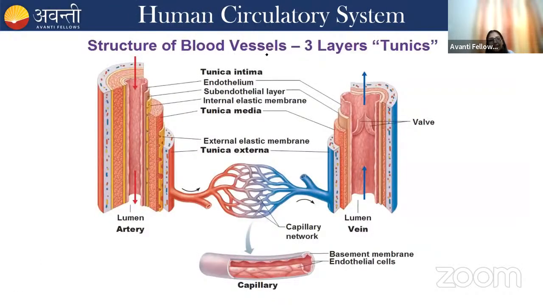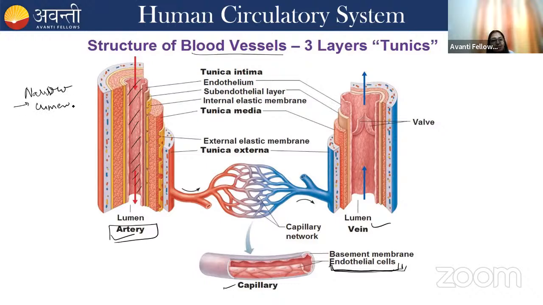Moving next is the type of blood vessels. There are three types: arteries, veins, and capillaries. Capillaries are very thin and they have a single endothelium layer. Arteries, you can see they have a very narrow lumen, or the diameter of lumen is small.